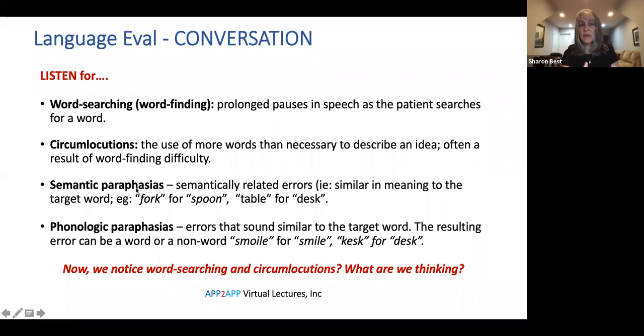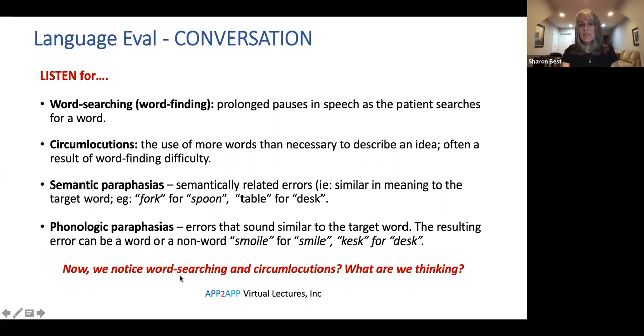So the semantic paraphasias, remember we mentioned, is going to be replacing a related word, but it is a word for word. So in other words, they want to say fork, but they say spoon, or vice versa. They want to say desk, but they say table, or vice versa. We're also going to look for the phonological paraphasias, where they're saying non-words in place of a target word. As we mentioned, smile for smile, or kesk for desk.